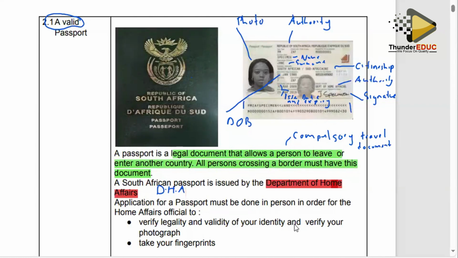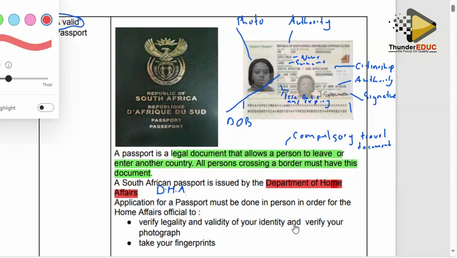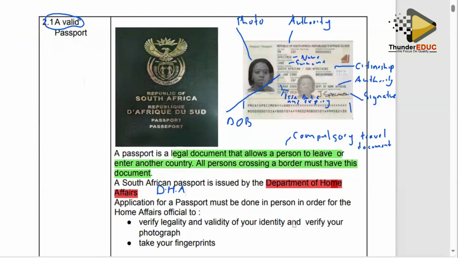So that is the issuing authority, the authority which is authorized to issue a passport: the Department of Home Affairs. Then, in addition to that, we must also bear in mind that application for a passport must be done in person in order for the Home Affairs official to verify the legality and the validity of your identity, and also to verify your photograph. Some of the things which they require when you are applying for a passport include a photograph and also your fingerprints. Yes, you can download and complete the application form online, but after doing that, the Home Affairs official needs to verify the legality and validity of your identity.